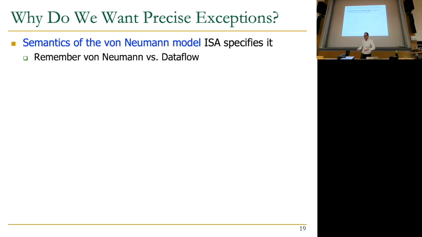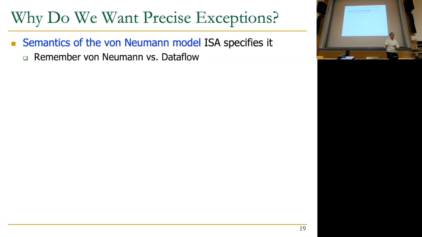Then the next question becomes, of course, why does the von Neumann ISA specify it? Because it's easy for the programmer, basically. That's the answer. Then the next question is, why is it easy for the programmer? And then we're going to answer that in the next bullets, if you will. But let me mention that the von Neumann model specifies precise exceptions, but the data flow model doesn't specify any such thing, right? Because in the data flow model, there's no ordering of instructions anyway.